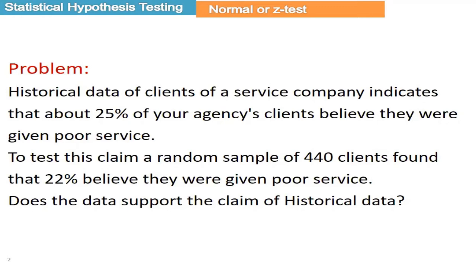So the question is, does the sample data support the claim of the historical data? From the sample we are getting 22% of clients receiving poor service, but the historical data claims it is 25%. How can we test it? We can use the Z-test. Okay, let us see the procedure. How can you use the Z-test for the test of percentage?